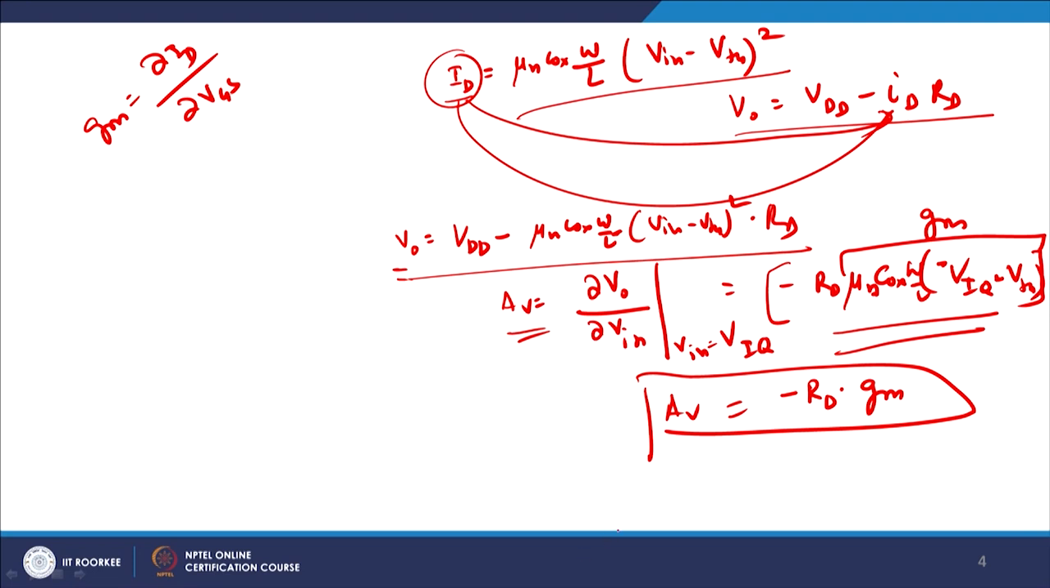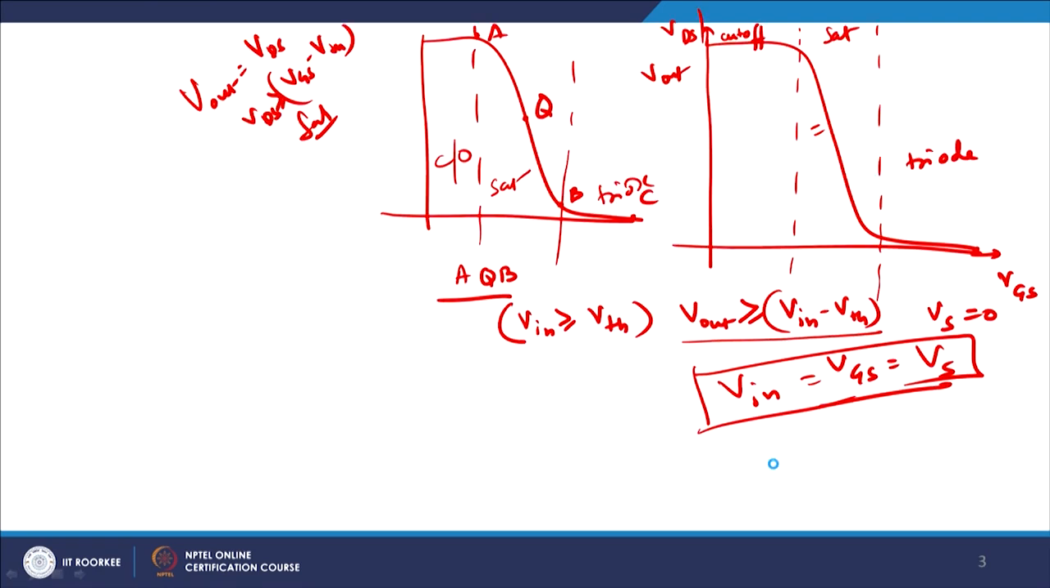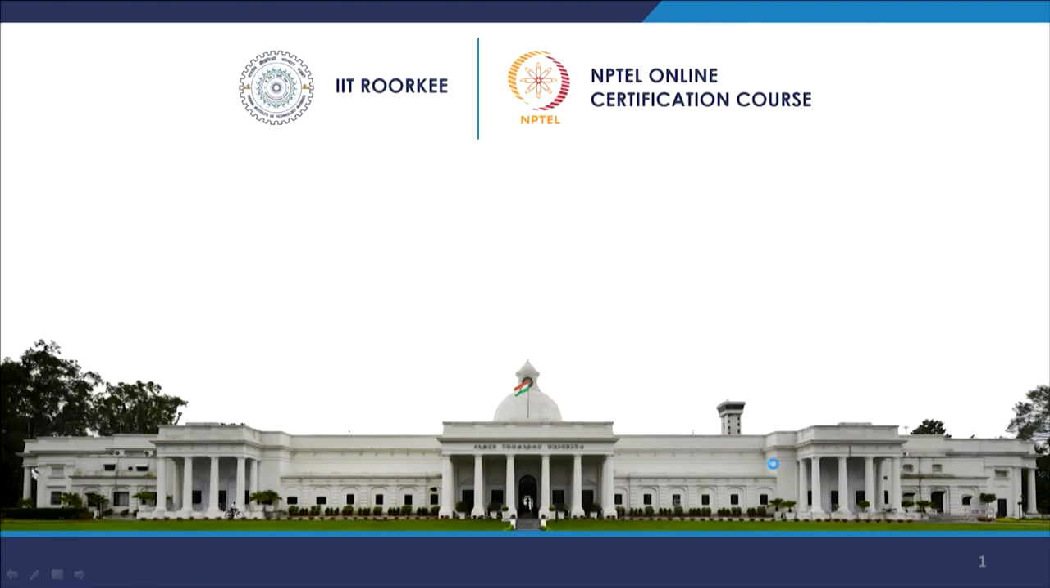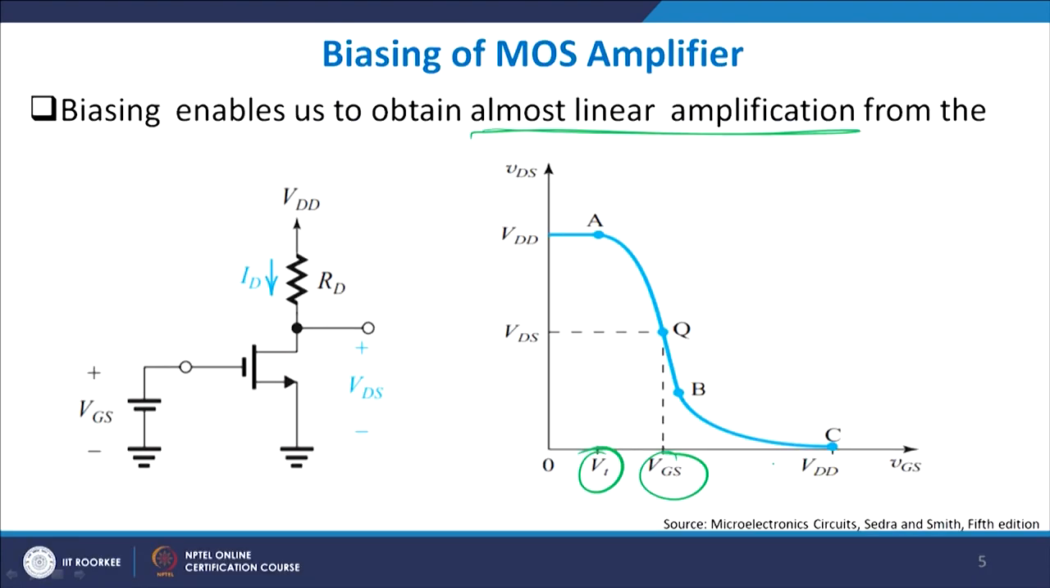But one point to be noted at this stage is that gain at which point? Only at VIQ or IIQ, IQ or VIQ, which means that if you go back to your previous slide, I have set my Q point to be Q. If you shift your Q point somewhere here or here, very edge to the triode region or very edge to the saturation region, then even if there is a small change, you see you placed it here, right, you placed it here.